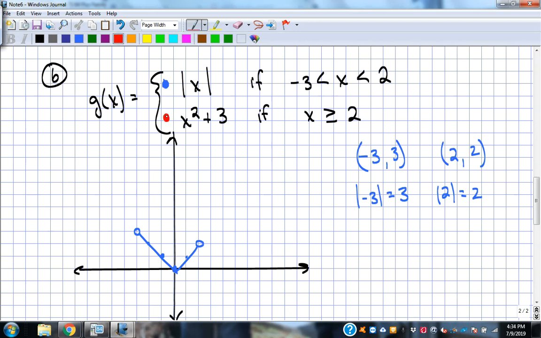Let's get the second piece. We know that that's an x squared graph, so we know that it looks something like this normally: a U-shaped graph, that parabola shape. And I know there's an important point at 2. So I'm going to plug in a 2. 2 squared plus 3, so that's 4 plus 3, which is 7. So at 2, 7, I'm going to put a point. 2, 3, 4, 5, 6, 7.